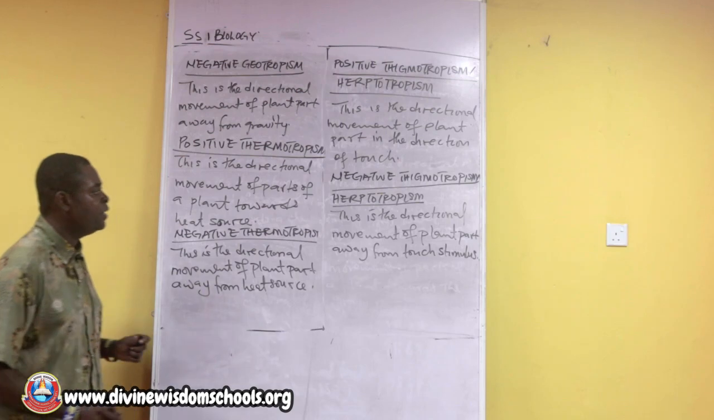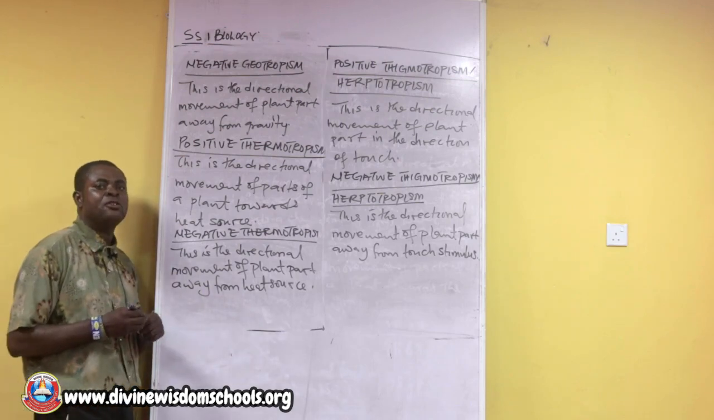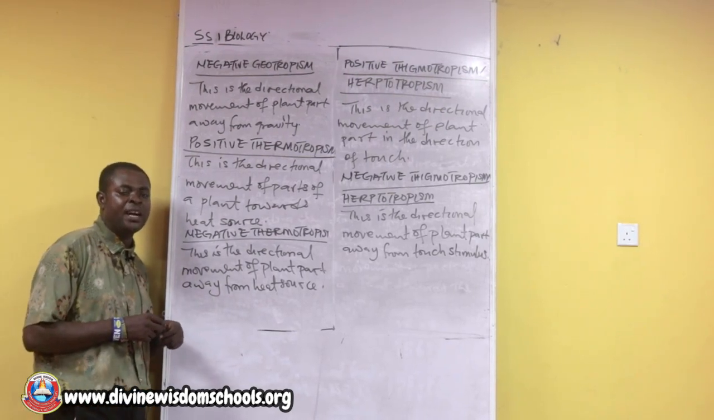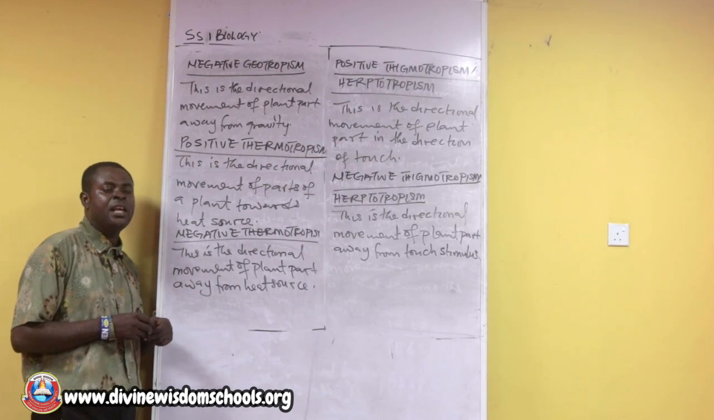So we are stopping here. In the next class, we are just through with movement as one of the characteristics of living things. So the next one is going to be respiration.